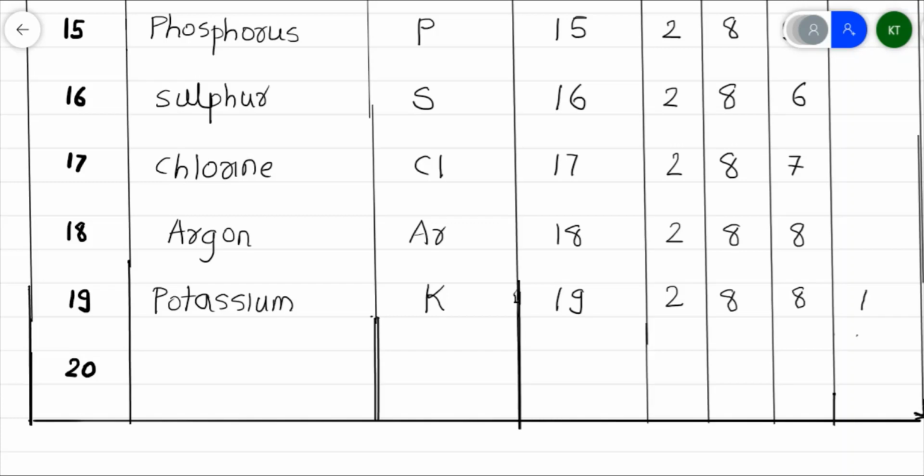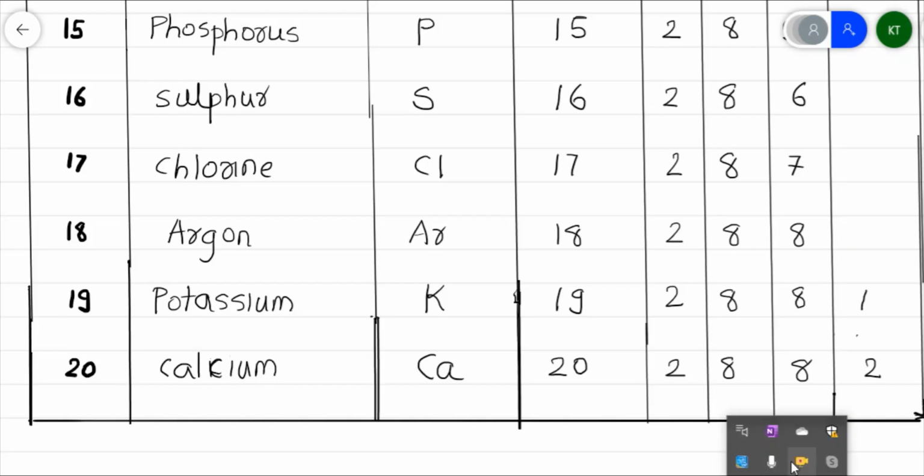So 2, 8, 8, 1. That's the electronic configuration of potassium. Then the next element, the 20th element, is calcium, Ca. Atomic number 20, 2, 8, 8, 2. So these are the atomic number, symbol, name of the element, and most importantly the electronic configuration based on the Bohr-Bury 2n square rule. Hope you must have understood. Thank you for watching.